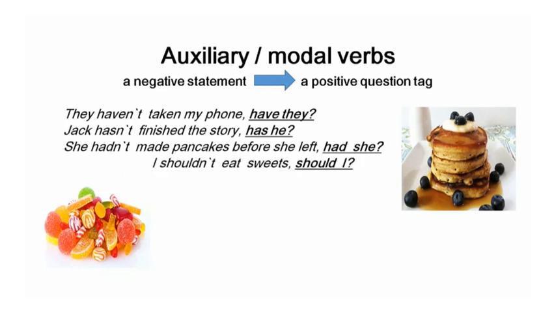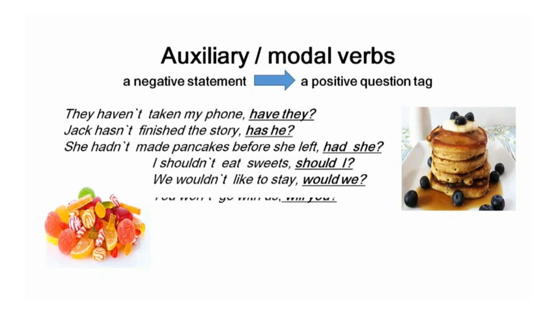I shouldn't eat sweets, should I? Shouldn't becomes should, and I is the correct pronoun for this question tag. We wouldn't like to stay, would we? Wouldn't becomes would, and we add we at the end of this question tag.